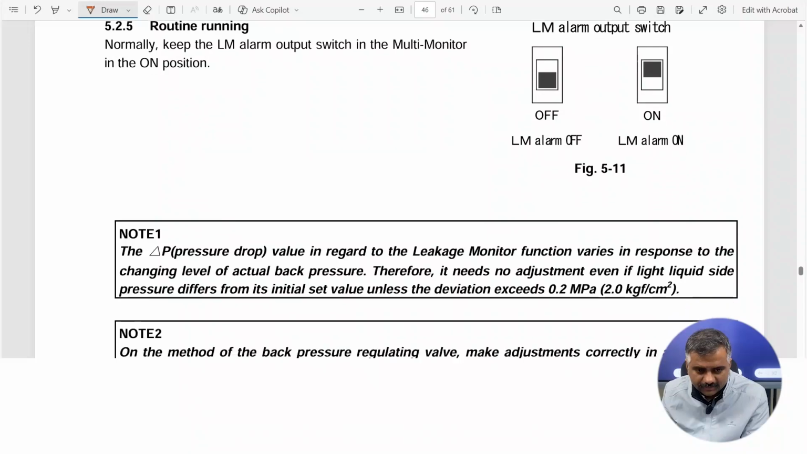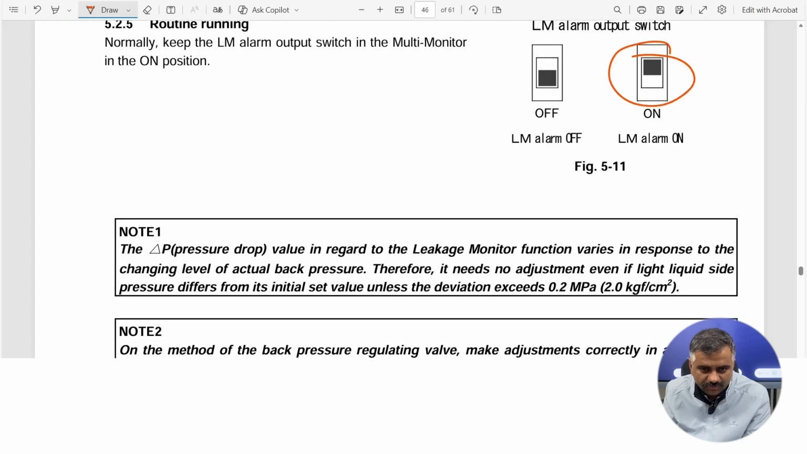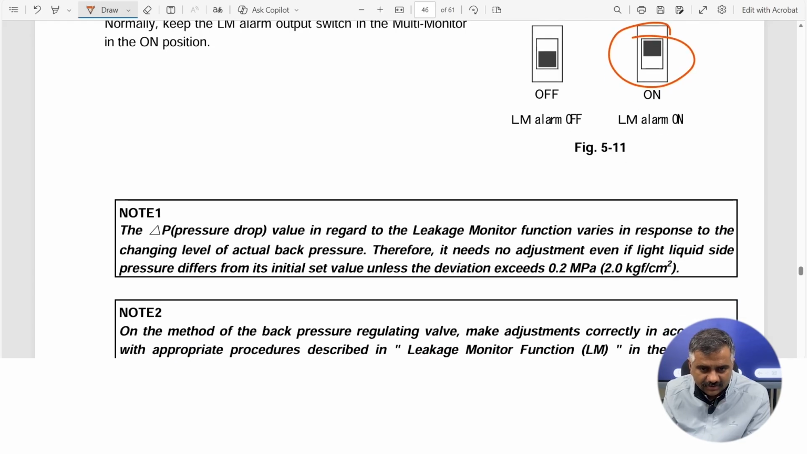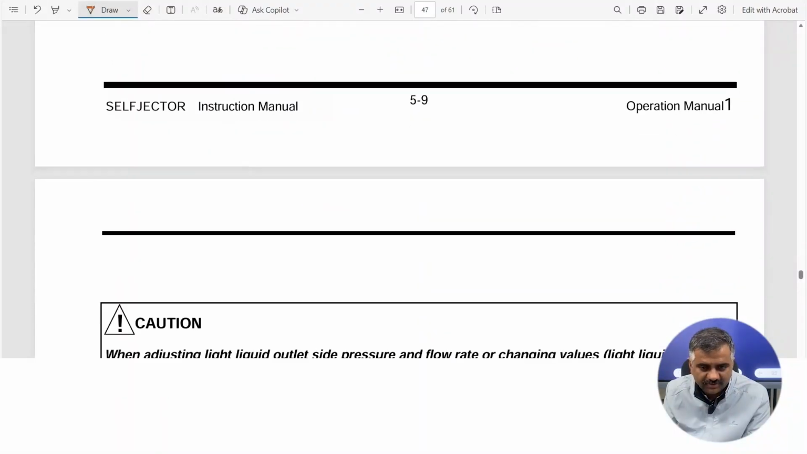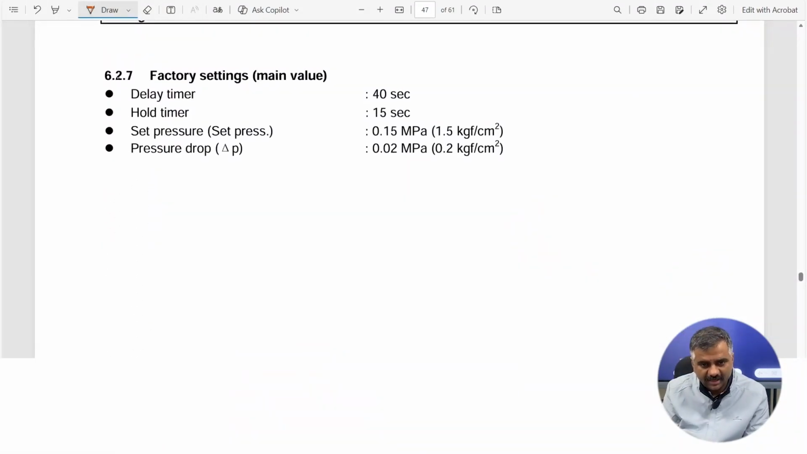Okay, so factory set values: for the delay timer, there is a 40 seconds delay. So when you are starting the purifier, for 40 seconds the purifier will wait for the back pressure to be adjusted. If the back pressure is falling and after 40 seconds also it has not reset, the leak off will occur and it will dislodge the purifier and stop the purifier. The hold timer is 15 seconds during running.